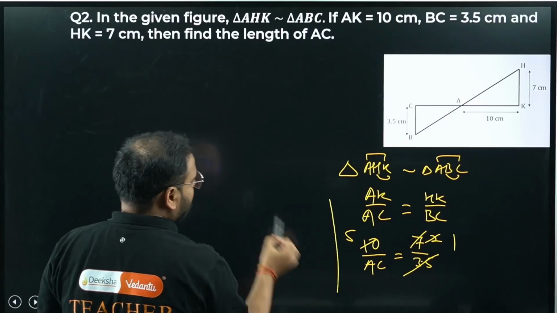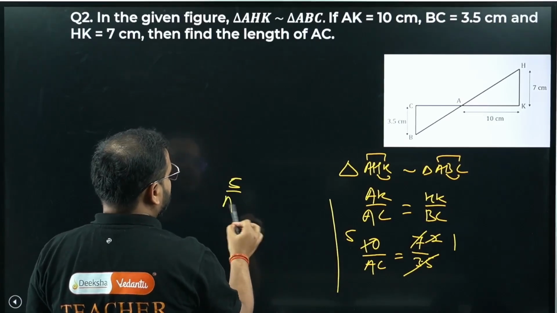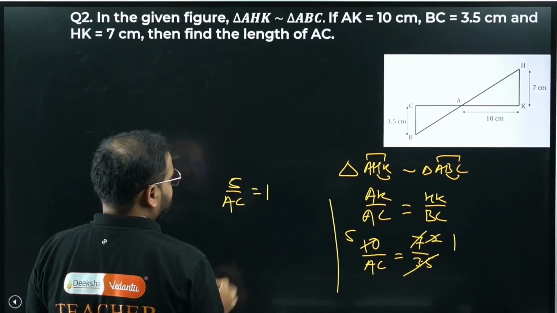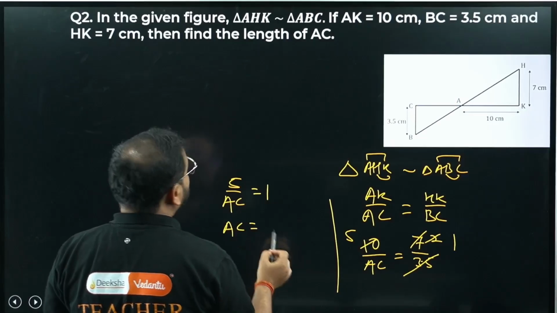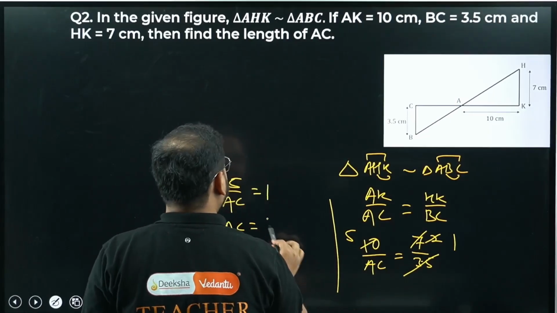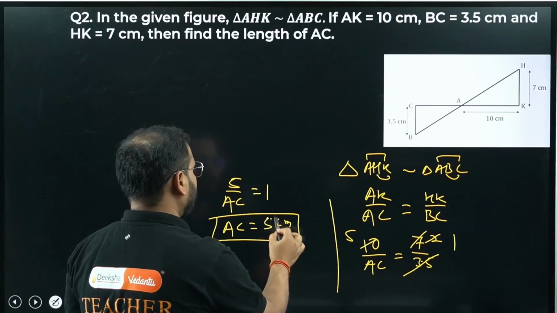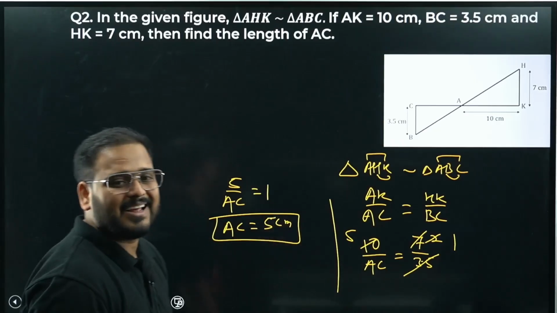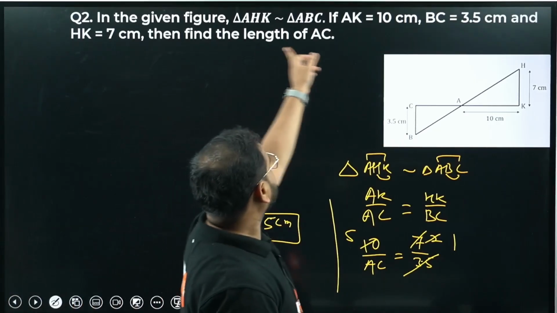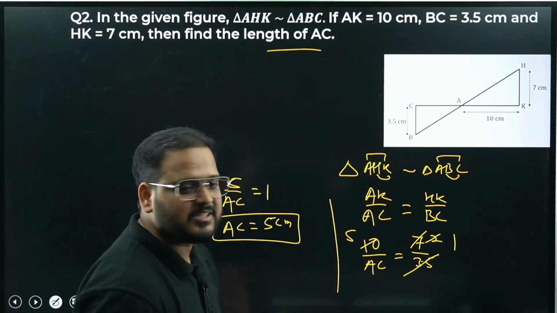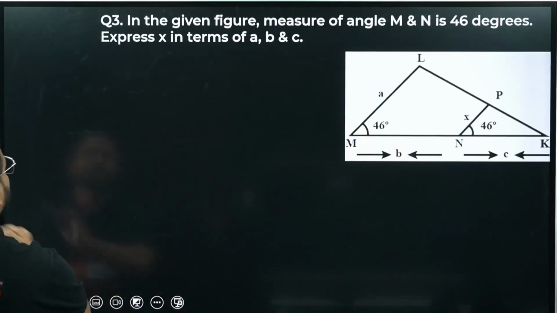So have a look. I'm getting what? 5 by AC equals 1, right? So AC equals what, sir? Any unit given? Centimeters. So 5 centimeters. Have a look. 5 centimeters is your answer for the length AC which they were asking us. Simple, very simple. Moving on to question number 3.